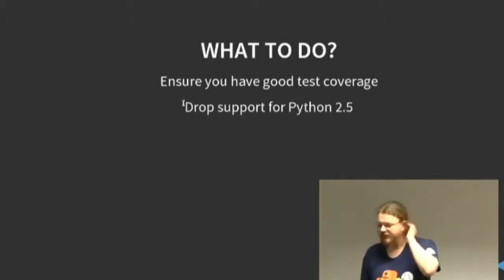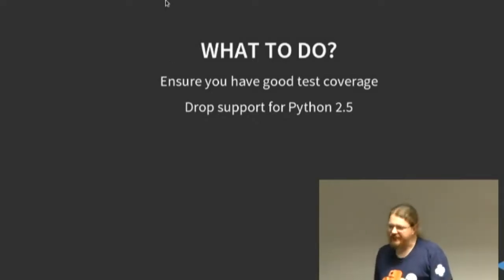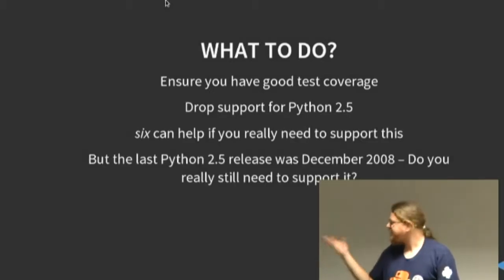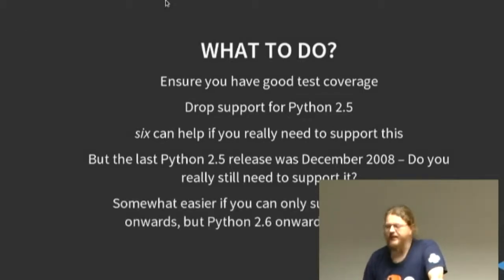If you can, drop support for Python 2.5. It saves you a great deal of trouble. If you absolutely need to support Python 2.5, yes, you can. Six will help you a lot. But honestly, 2.5 is old. There are people at this conference who probably haven't been writing Python as long as 2.5 has been out. Really, why on earth do you still need to support Python 2.5? Drop it if you can.